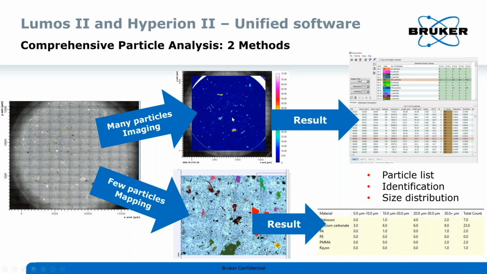If you have many particles, more than 100 or 200, then we'll actually image the whole filter rather than identifying individual particles, which would take a ridiculously large amount of time. In this case, we'll image everything, and then we'll use special software that we've partnered with Purency, a company that has specialized in this area for developing fast algorithms. And then you get the same information. You get the particle list, identification, and the size distribution.